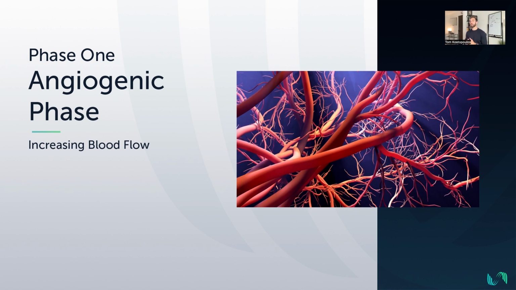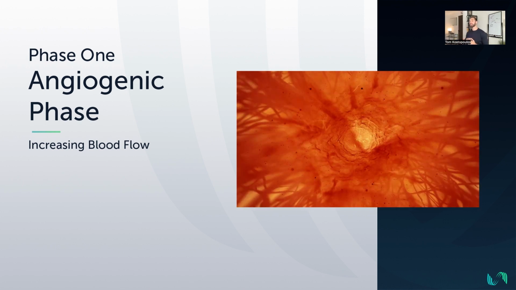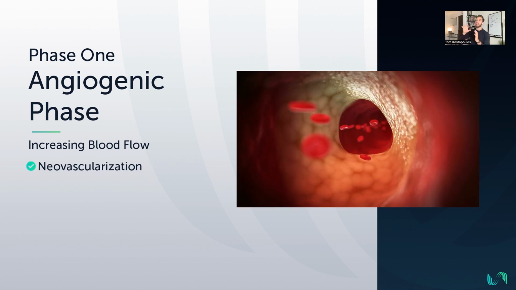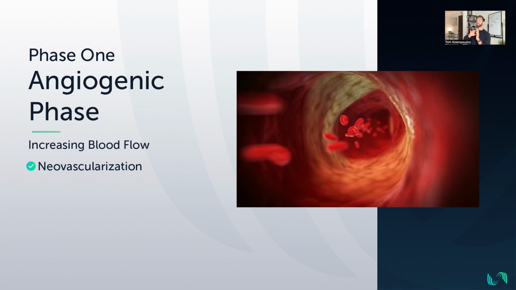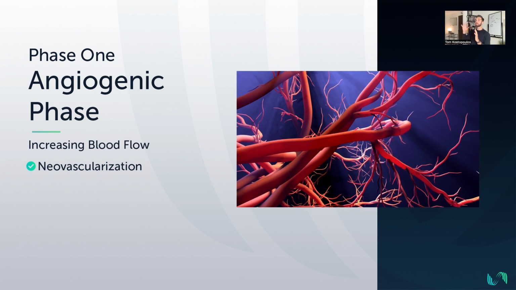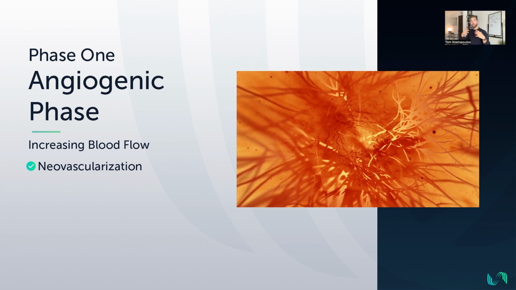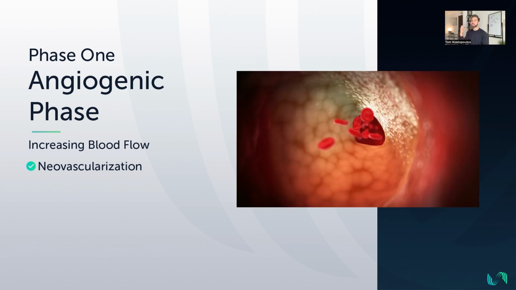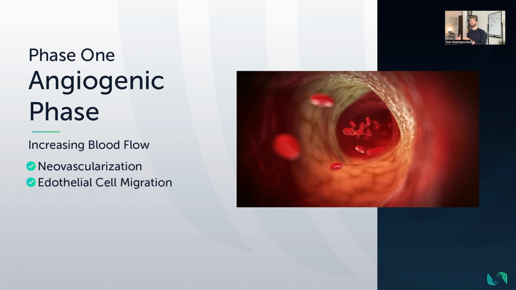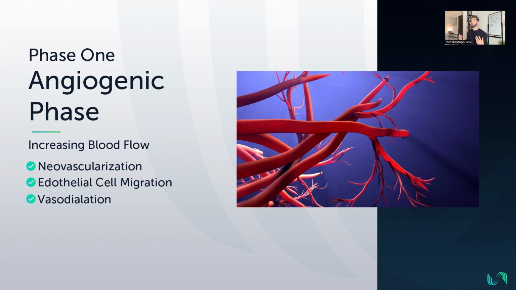So let's talk about how we improve blood flow with this type of technology. It does it in three ways: neovascularization through angiogenesis as well as vasculogenesis, so the formation of new blood vessels, as well as the formation of new blood vessels from existing blood vessels to create new capillaries. The second is endothelial cell migration. We'll get into that later. And vasodilation, which just makes it easy for blood flow to actually come.